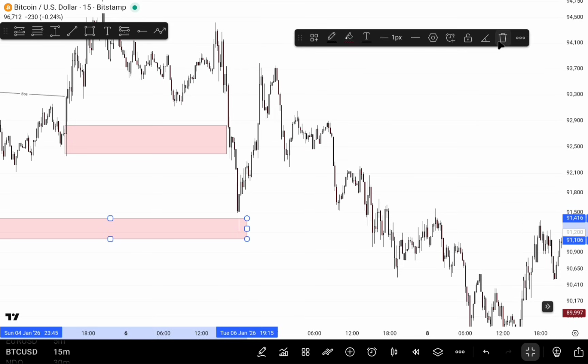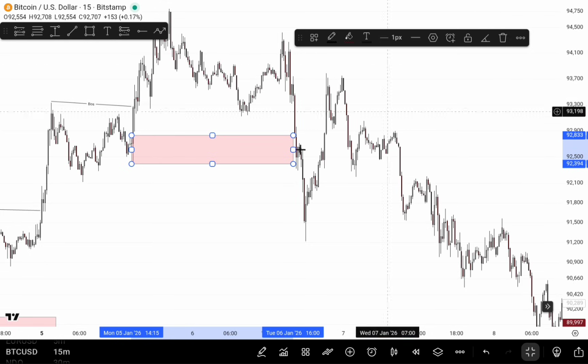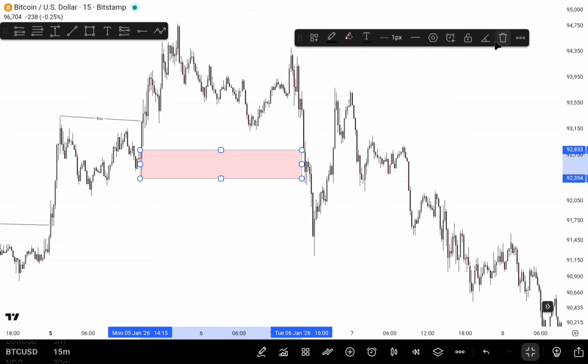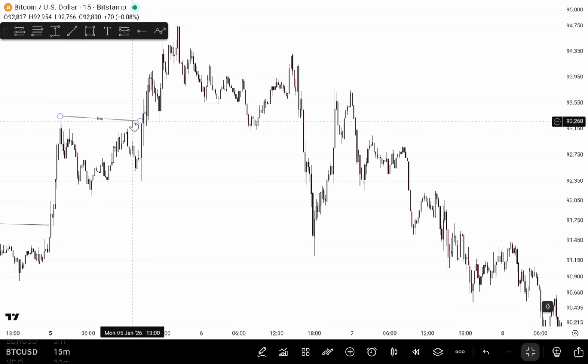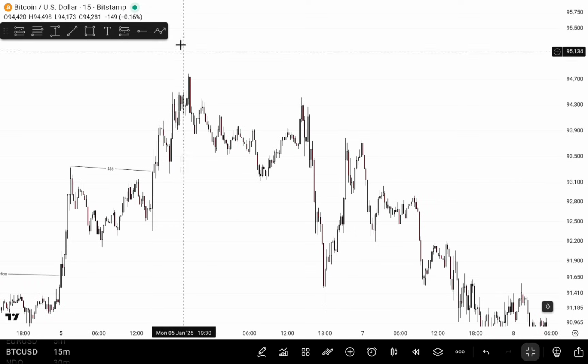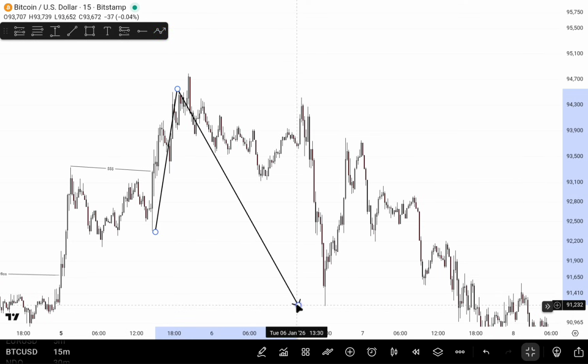So first of all, let me just remove this stuff for this spot. So we have the last break of structure to the upside, which is automatically liquidity at this spot. So the market gives us the last break of structure, which is liquidity. Can you see how price takes out liquidity and immediately reverses to the downside?